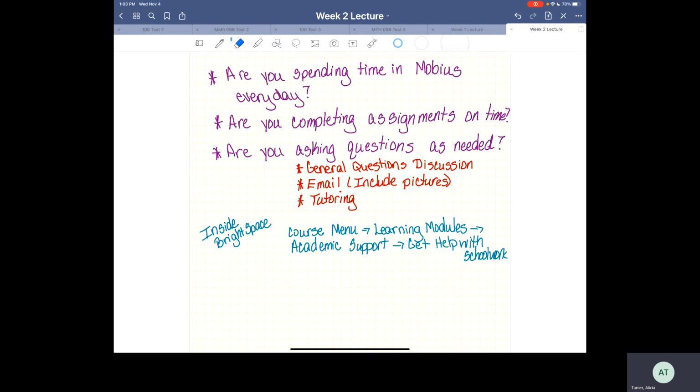There's a general questions discussion board in your class. You can ask questions there. You can email your instructor. My advice when you email your instructor is to include pictures. Include a picture of the problem on the screen from Mobius and include a picture of your work. That is the best way that you can really get some good information from your teacher, and you can get it quickly when you do that. And your other option for asking questions and getting some answers is through tutoring.